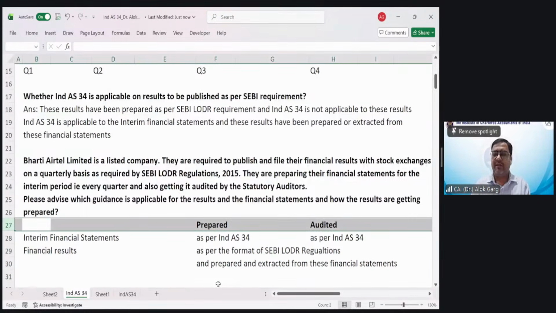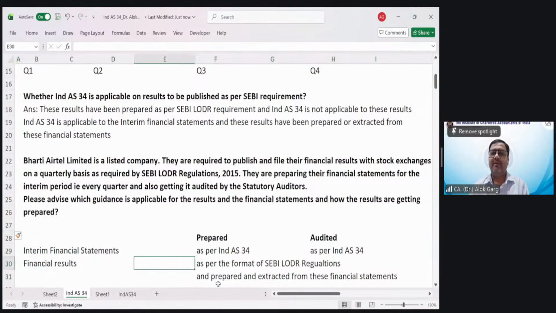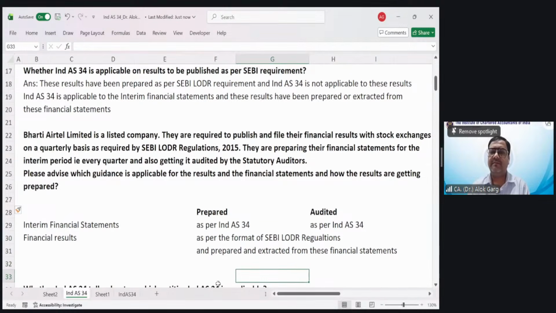इज दैट क्लियर? नॉट क्लियर? प्लीज टेल मी, इज दैट क्लियर? नॉट क्लियर? इज दैट क्लियर? यस?